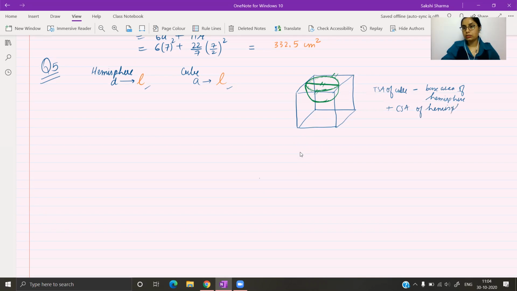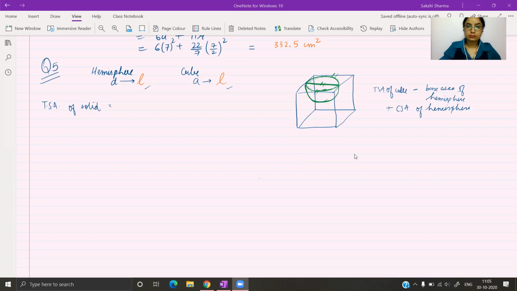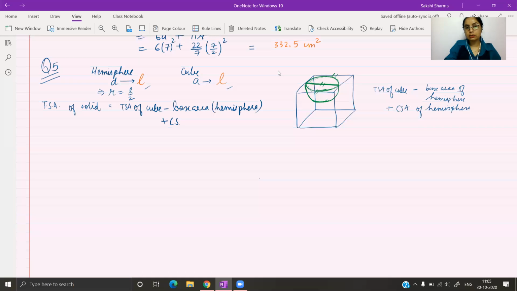We will be writing down this. So it's exactly the same thing we had written for the previous question. So total surface area of solid formed. That's correct, Shreyas. Let's write down the answer. You can calculate radius. It will be L by 2. We will have total surface area of the cube minus the base area of hemisphere plus the curved surface area of the hemisphere.